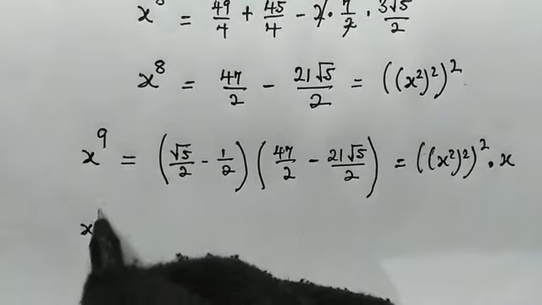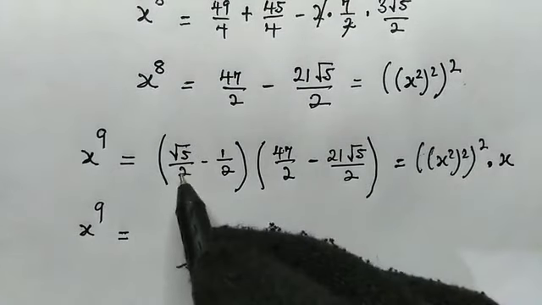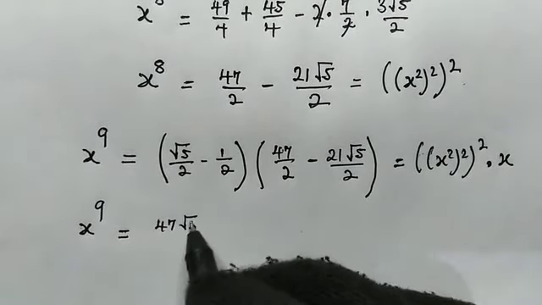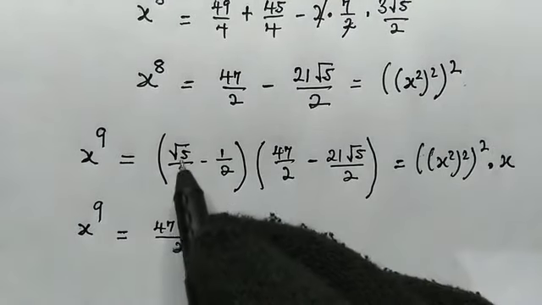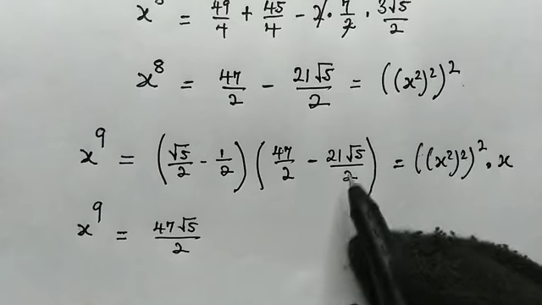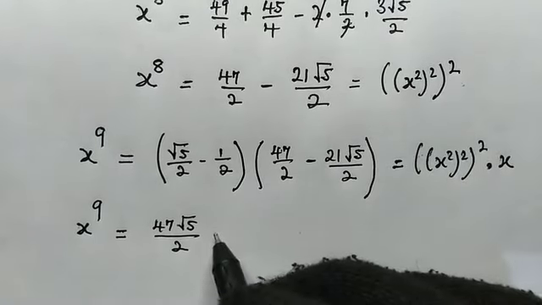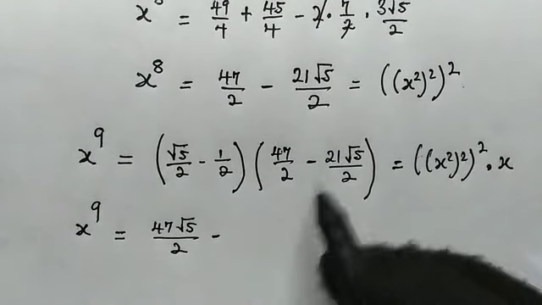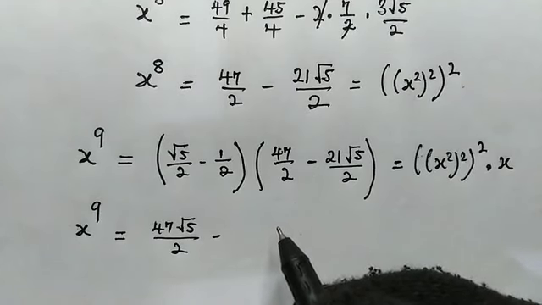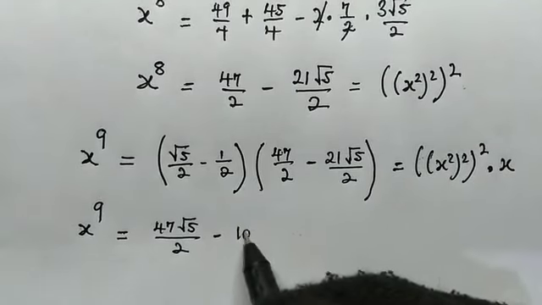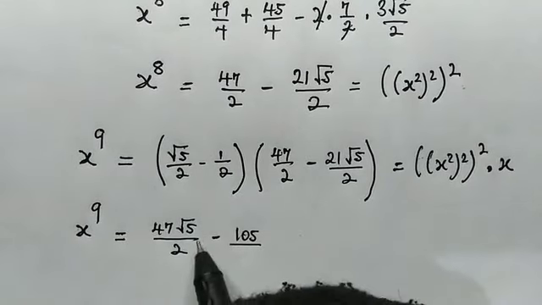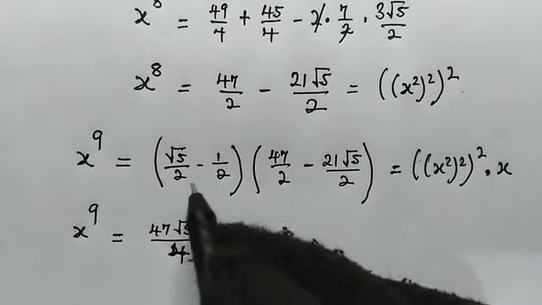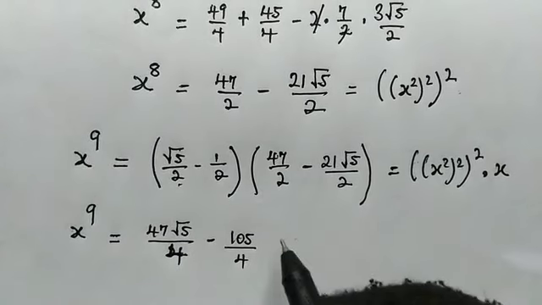So here we get x to the power of 9 will be equal to root 5 over 2 times 47 over 2 will give us 47 root of 5 divided by 2. Then root 5 over 2 times negative 21 root 5 over 2. Remember, we have a negative. Root 5 times root 5 is root of 25, which is 5. 5 times 21, that will give us 105. Divided by, 2 times 2 right over here, this should be 4. So sorry for that. So here, then 2 times 2 will give us 4. Let me not forget that again.